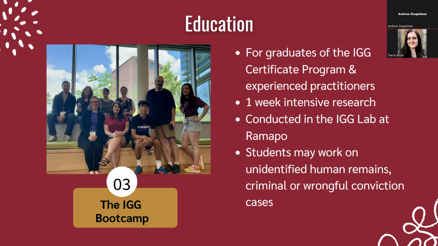The bootcamp takes place in the state-of-the-art investigative genetic genealogy lab, providing a secure environment conducive to collaboration and skill development. One of the misconceptions about the IGG lab is that we are a wet lab. We do not do any testing in the lab. It's a computer lab, but we have a very secure environment. So only people with an access card can get in, and we also have encryption on our internet as well. Students here will work on identified human remains, but they also can work on criminal cases and wrongful convictions as well.